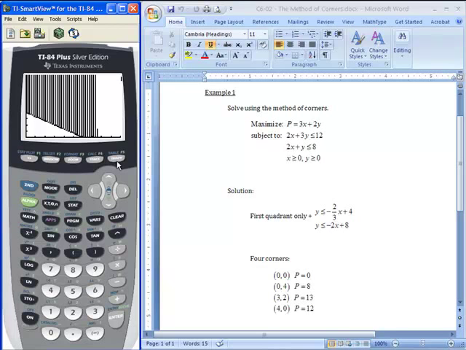And I will remind you again that I'm shading opposite of the way you probably would on paper, because I think it's easier on the calculator to see the white area as the feasible region, or the region from which our solution will come.